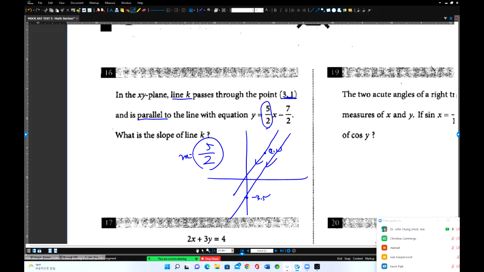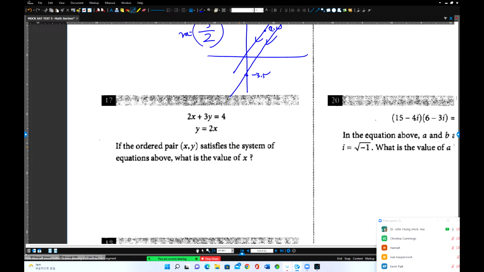Number 17 there. Okay, system of equations. So what is the value of x? That's right. To find x, we eliminate the variable y. Use substitution, because y is expressed in terms of 2x already. This y equals 2x, right? At the intersection, this y is equal. So you can use substitution, okay? So 2x plus 3 times 2x equals 4, right? So that is 2x plus 6x, 8x equals 4, x equals 1/2. Okay? That is the value of x.